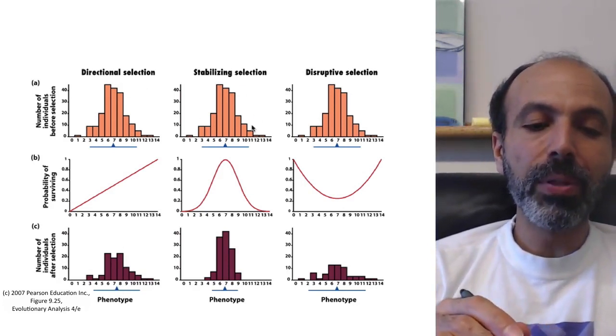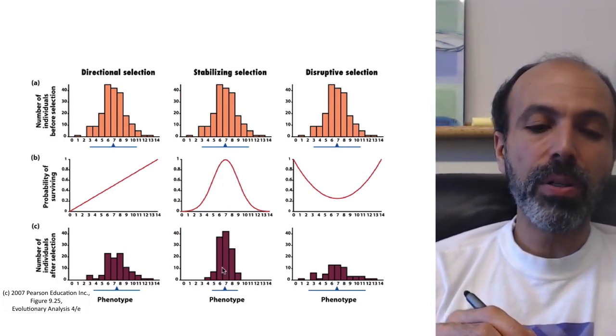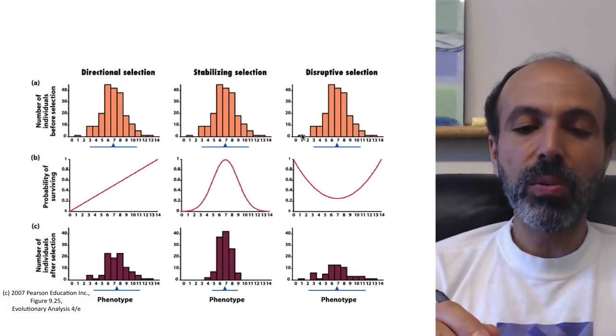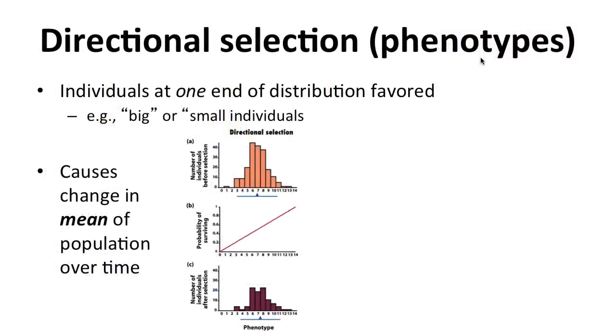We have one called stabilizing selection, where individuals with the intermediate value are favored. And we have disruptive selection, where individuals with the extreme values are favored. Let's go over these in turn.